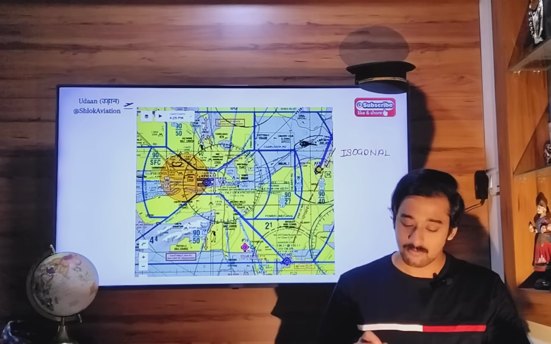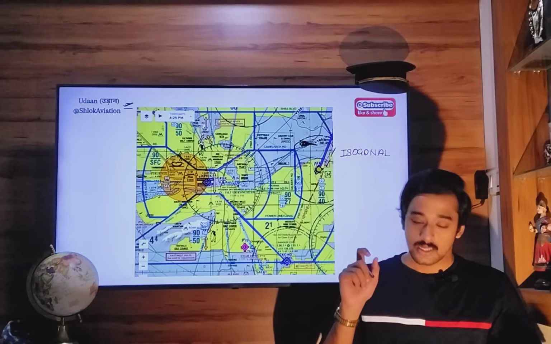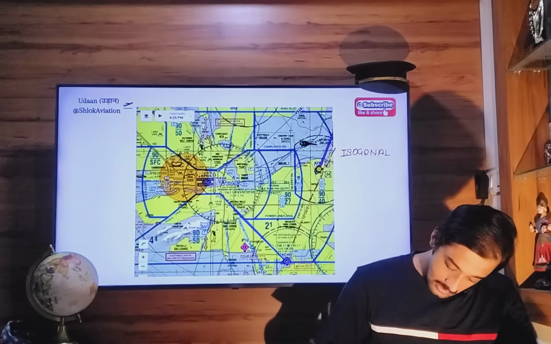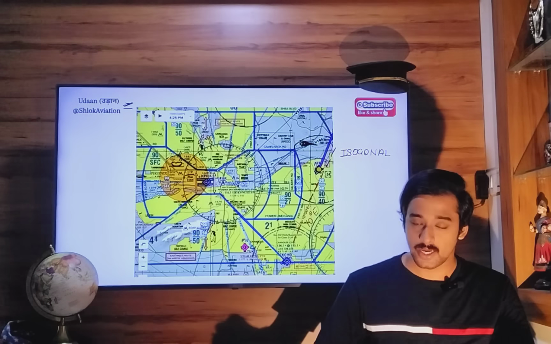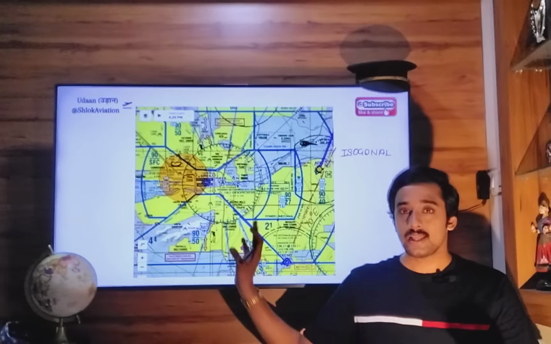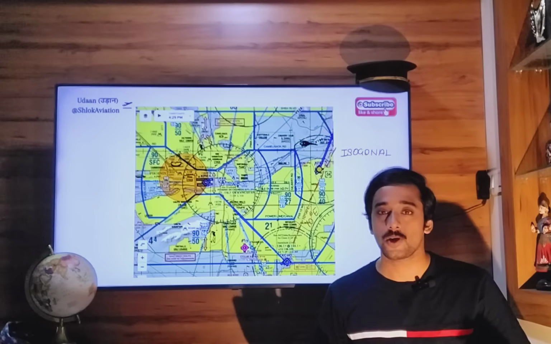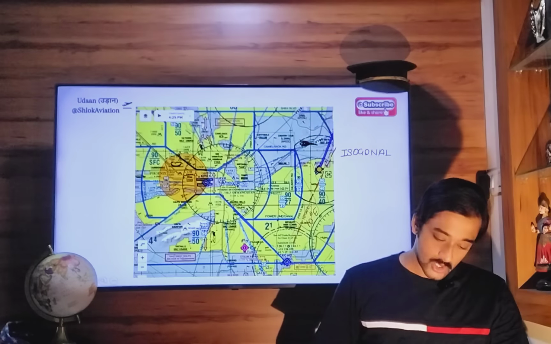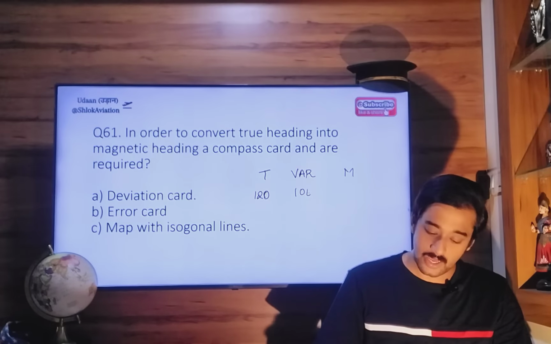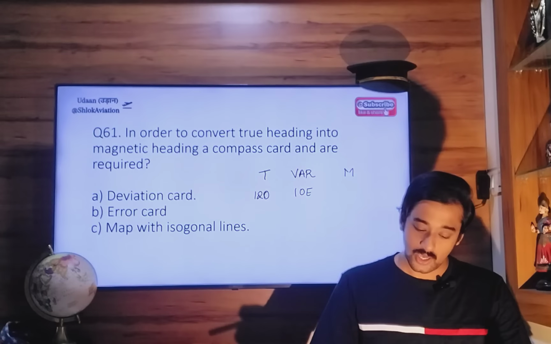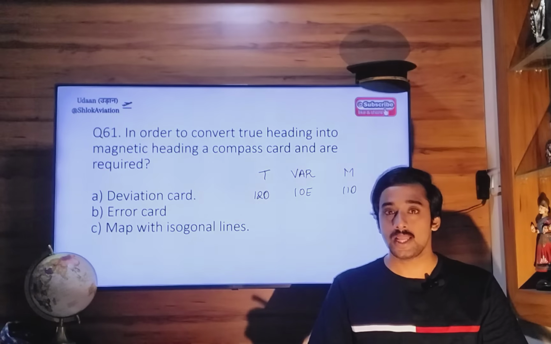And there will be a number next to this isogonal line. Now in this case, the number is some 10 degree east value written here. So if you're flying in this particular region, you're going to use this value of variation for your calculations. Whatever your true heading, let's say it's 120, you're going to use the variation of 10 degree east. So your magnetic heading or magnetic course will be 110, east is least.